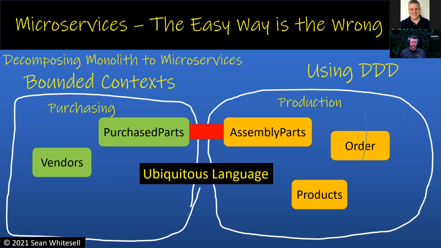So now we're going to go a step further into the production bounded context. And we're going to look at some items that we see in here, and that is for order and products.